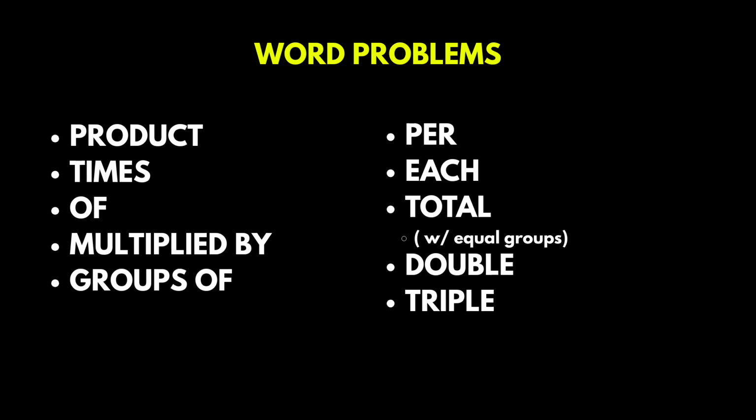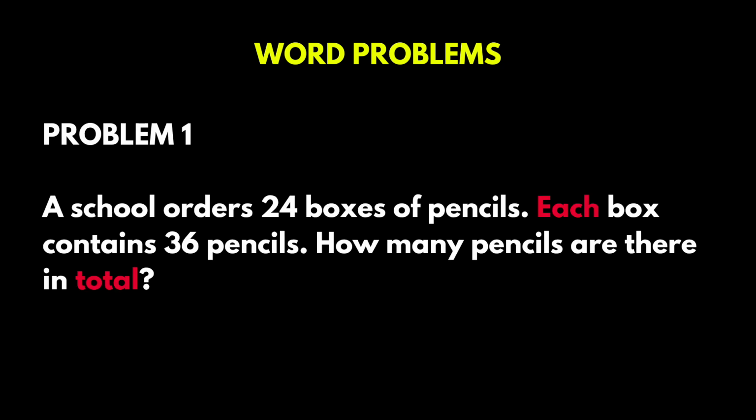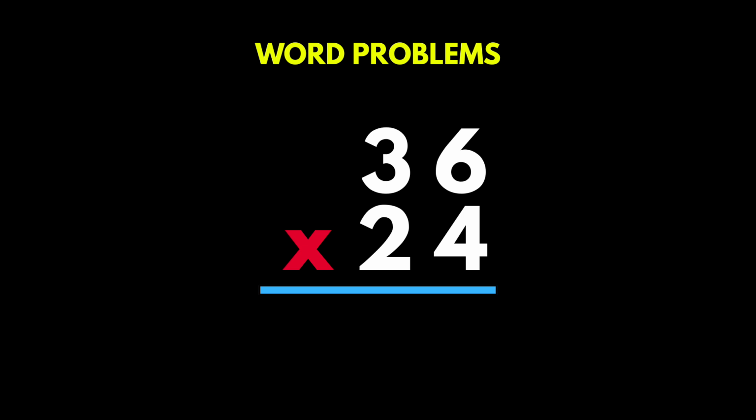Same strategy as always. Learn the keywords that signal multiplication. So when you see any of these, think multiplication. The word of is especially easy to miss. In math, of almost always means multiply. Problem 1. A school orders 24 boxes of pencils. Each box contains 36 pencils. How many pencils are there in total? Each, in total, with equal groups. That is multiplication. 24 times 36.